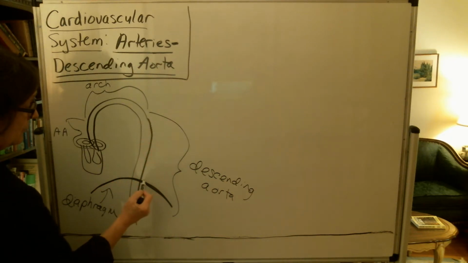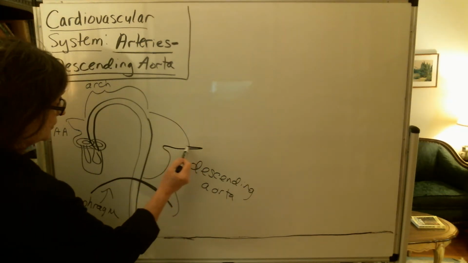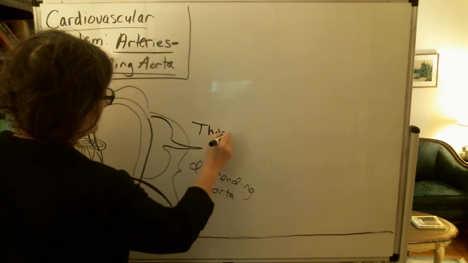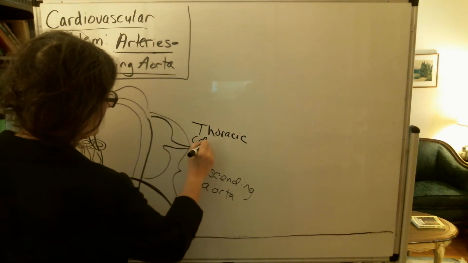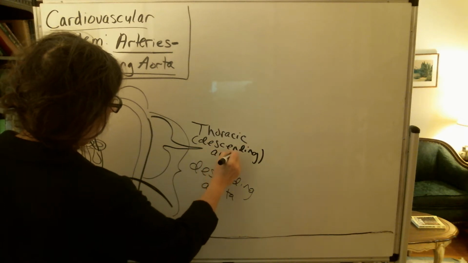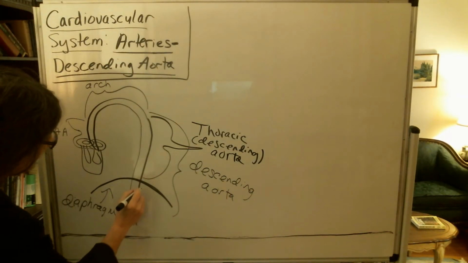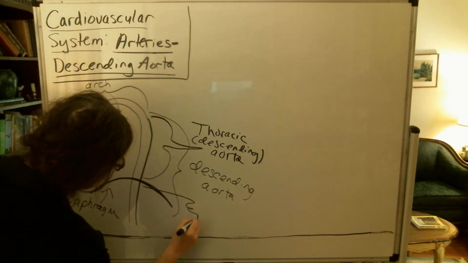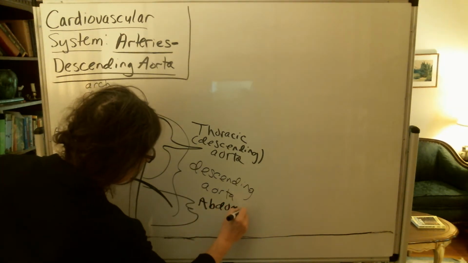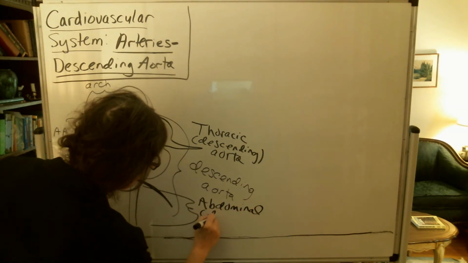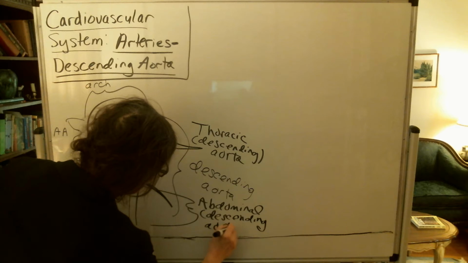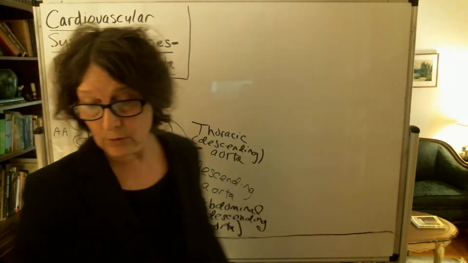Those two separate neighborhoods are that which is above the diaphragm, which is the thoracic descending aorta, and then below the diaphragm, you have the abdominal descending aorta. So let's write that out.